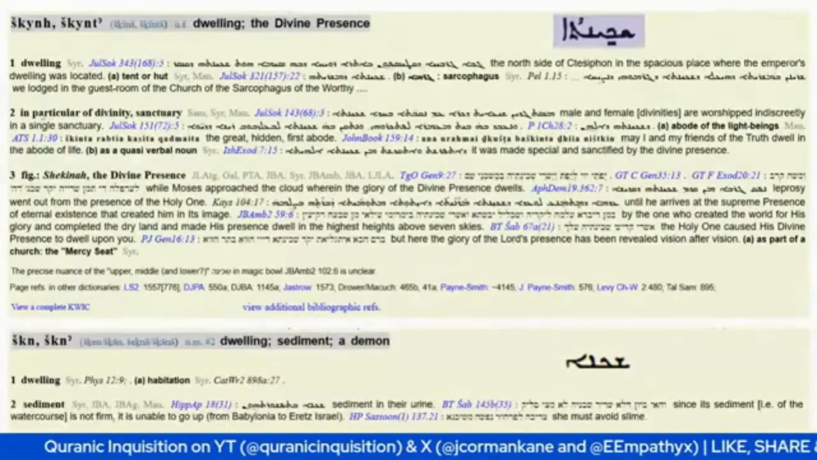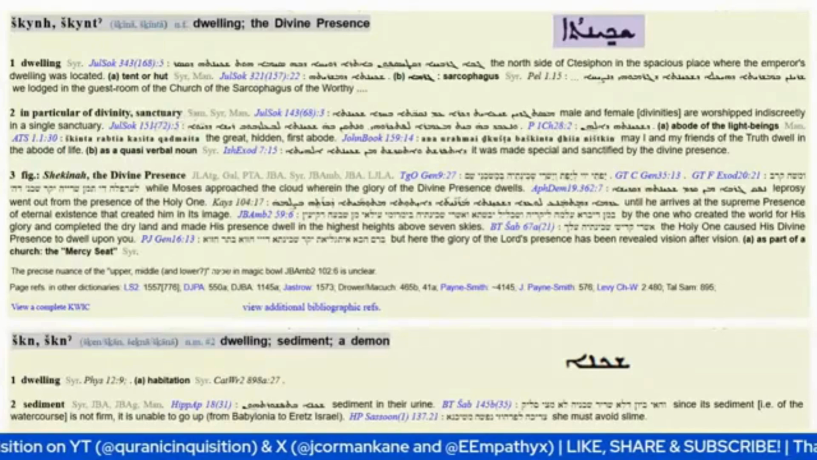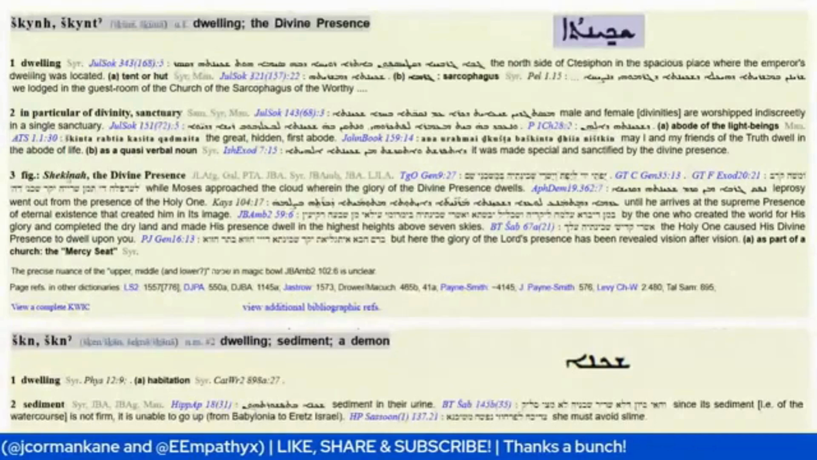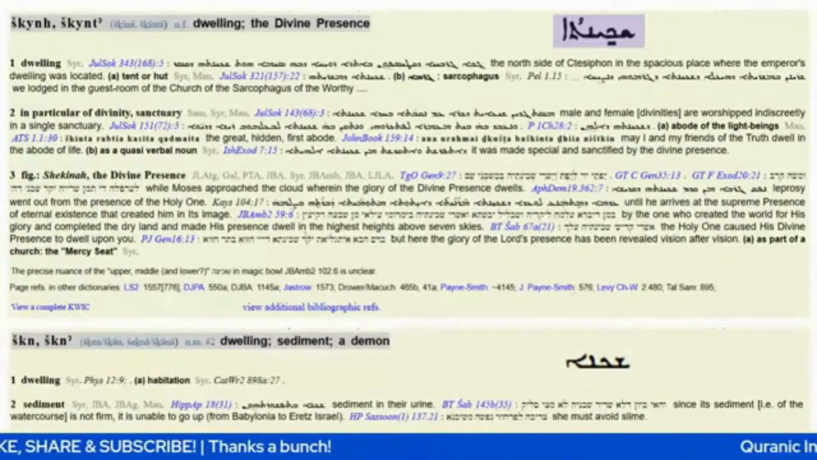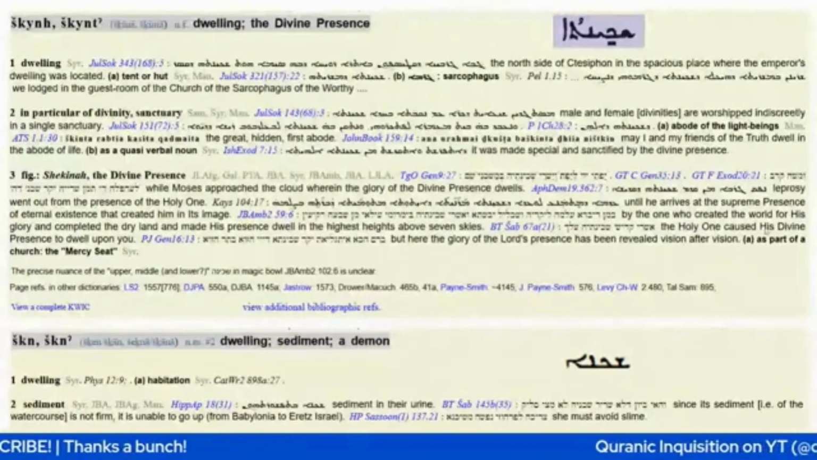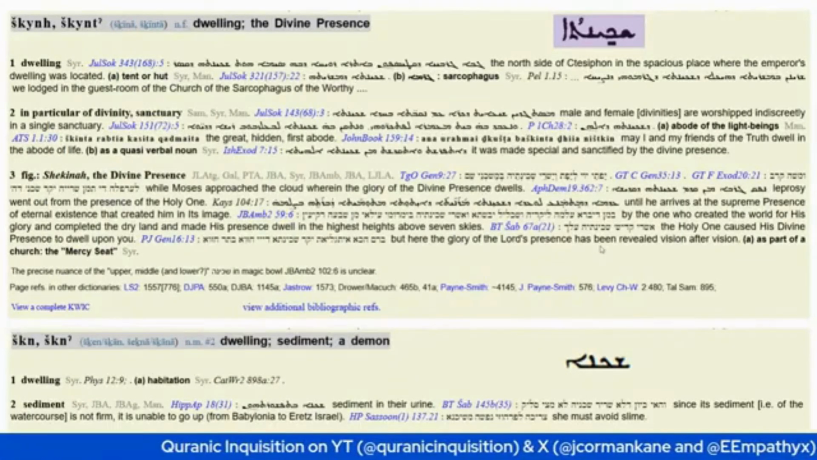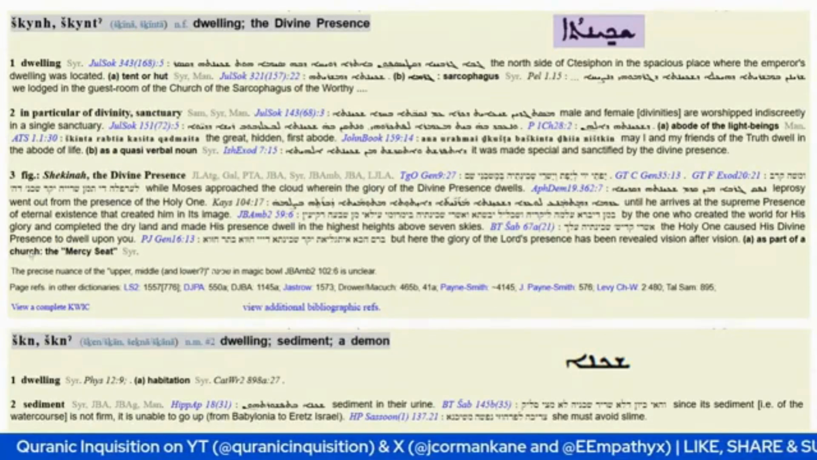So in particular, divinity, a sanctuary, so somewhere where the divine is dwelling, makes sense. Dwelling, of course, being the primary meaning from the root. And then, of course, the Shekinah, the divine presence. And here we can see a couple examples. I'll just sort of pick one. The Holy One caused his divine presence to dwell upon you. Sounds very familiar, right? But here the glory of the Lord's presence has been revealed vision after vision, right?